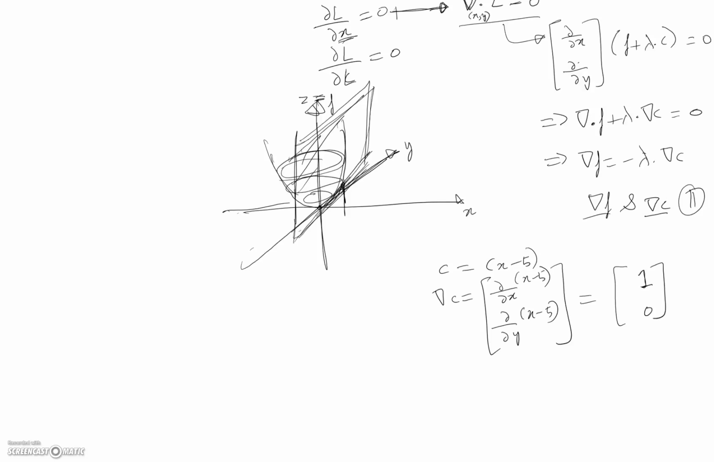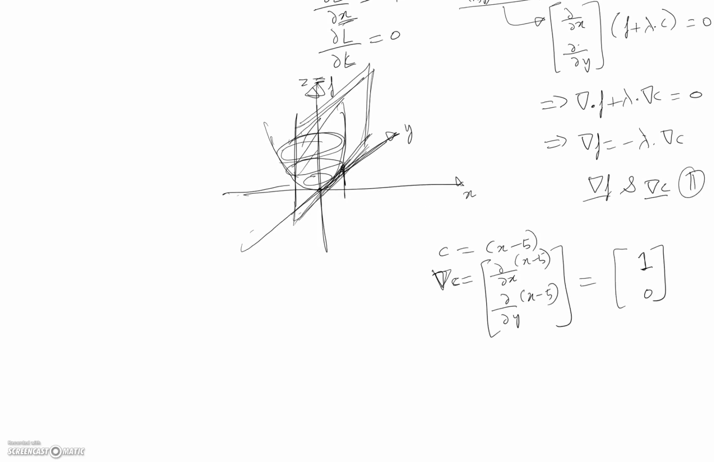And another neat thing about the gradient of a function is that if you are along the gradient, you are increasing the function. If you are against the gradient, you are decreasing the function. But if you are perpendicular to the gradient at a given point, you are not changing the function at all. So if you move perpendicular to del f, you don't change f. If you move perpendicular to del c at a given point, you don't change c, at least locally.